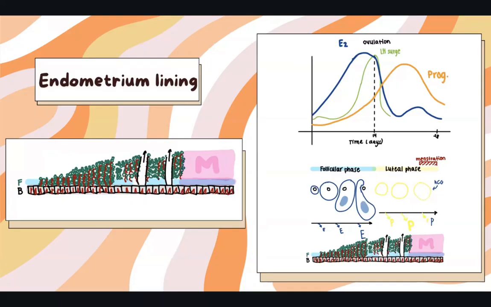In menstruation, which is basically just hormone withdrawal, if fertilization does not occur, LH and FSH levels drop, leading to the corpus luteum regression and a sharp decline in progesterone and estrogen. This triggers endometrial breakdown, vasoconstriction of spiral arteries, and the shedding of the functional layer, which results in menstruation.